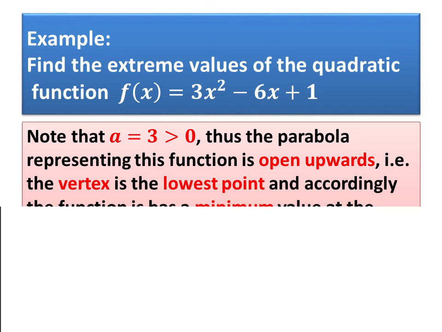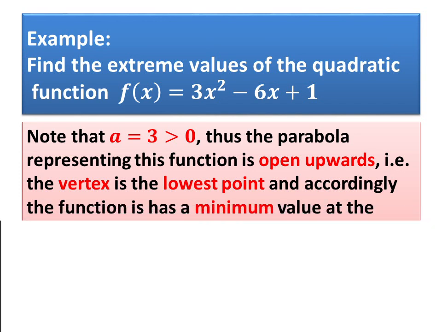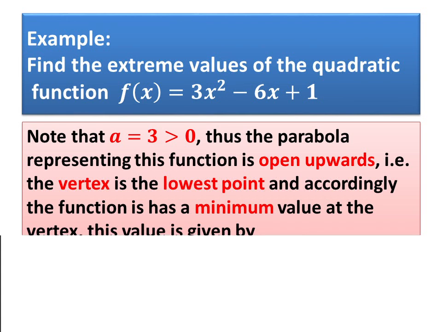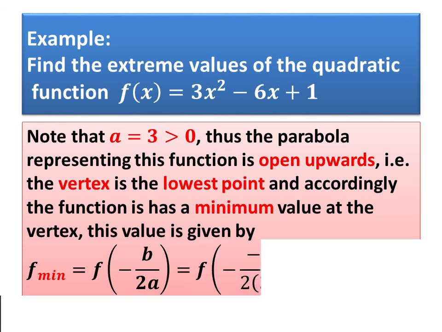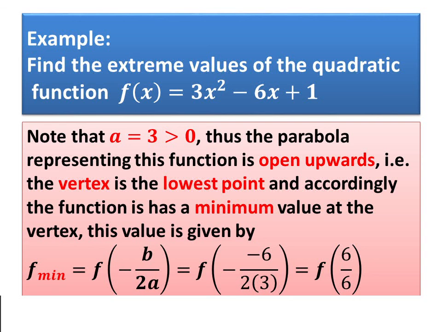Yes, open upwards, meaning that the vertex is the lowest point, and accordingly the function has a minimum at the vertex. Now we need to find this minimum value. So f minimum is equal to f of minus b over 2a. For b we substitute minus 6, over 2 for a we substitute 3. So we get f of minus 6 over 6. Minus 6 means plus 6. So we get f of 6 over 6, which is f of 1.